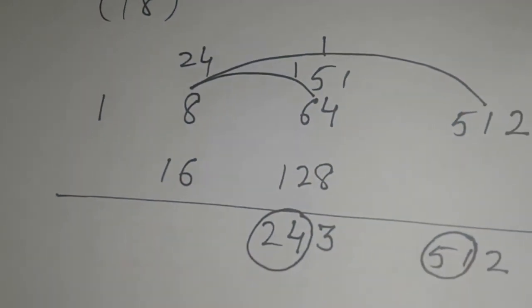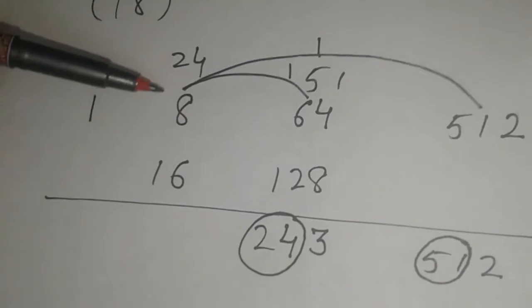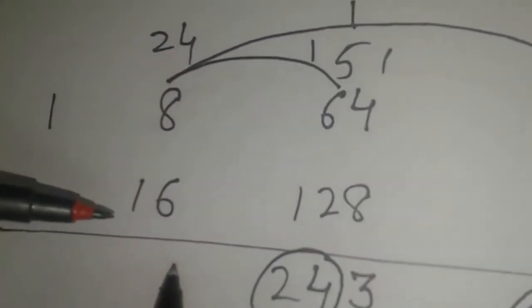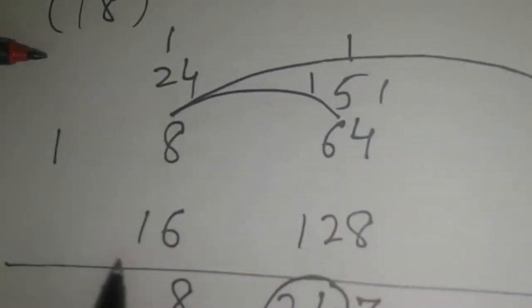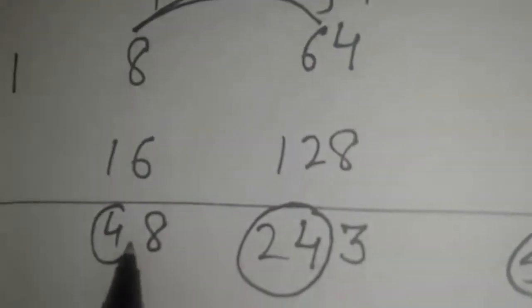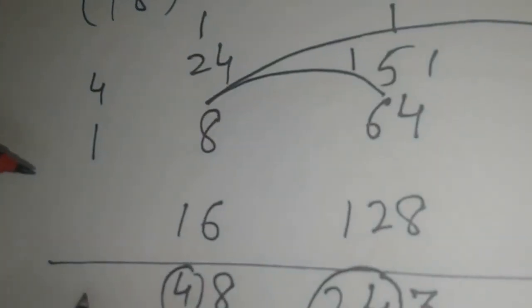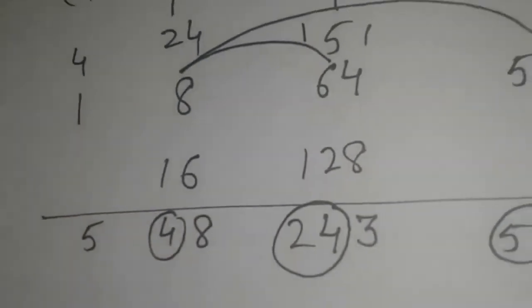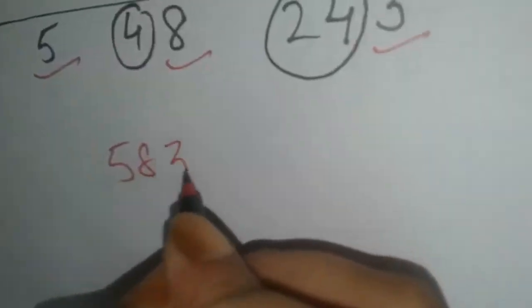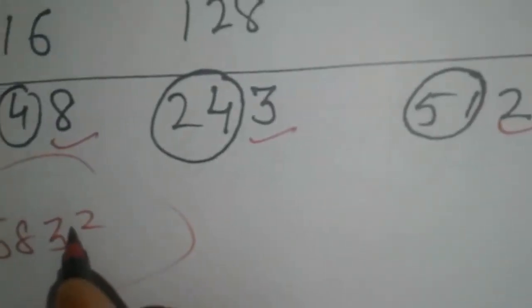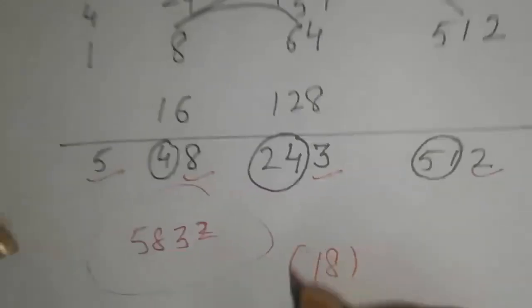Now 4 plus 8, 12. 12 plus 6, 18. 2 plus 1, 3. 3 plus 1, 4. Now encircle this 4 and take it over here. 4 plus 1, 5. Now the digits of your answer are 5, 8, 3 and 2. This is your final answer, which is the cube of 18.